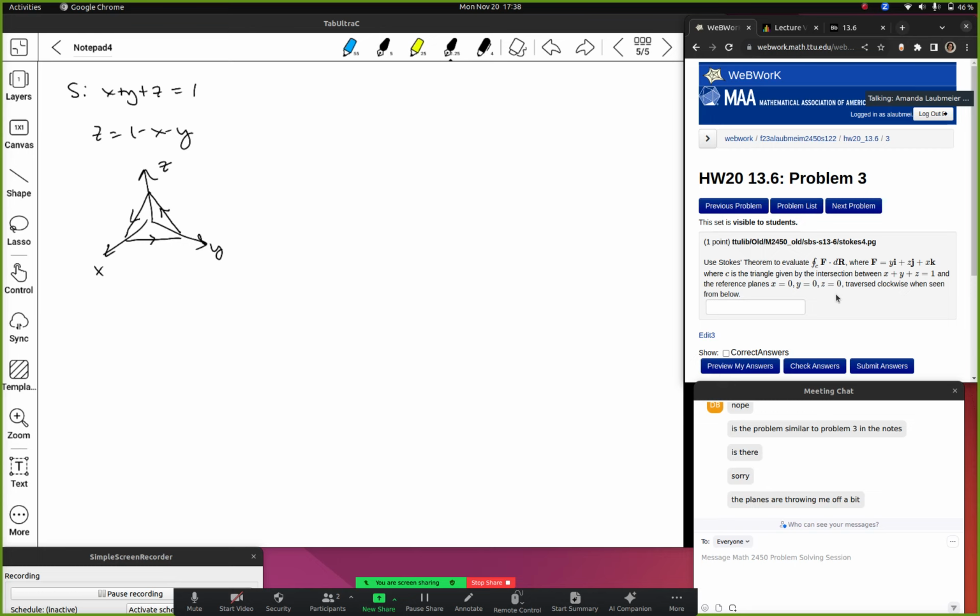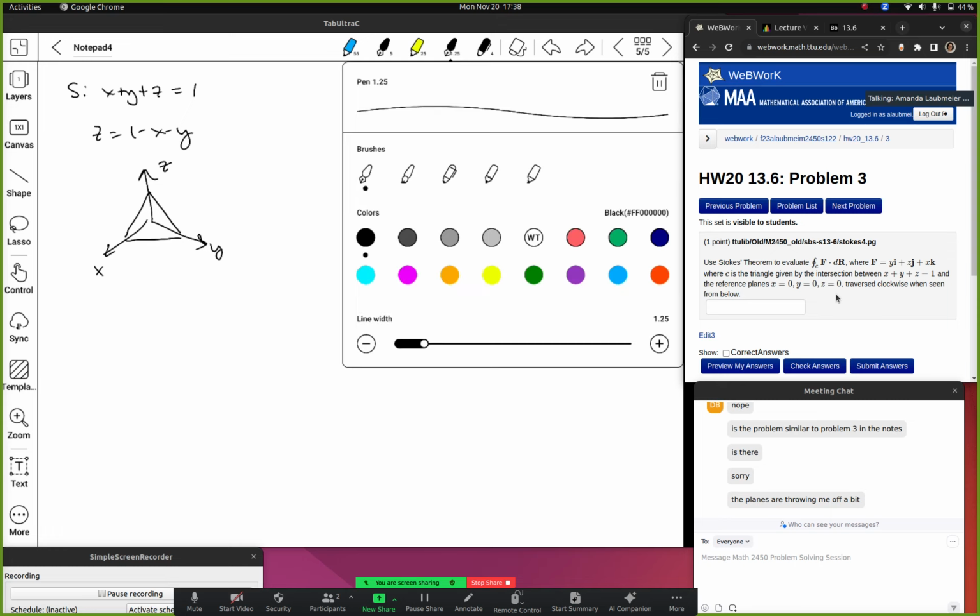But I may have drawn those arrows in the wrong direction because I haven't paid attention to the orientation yet. Oh, that's going to be too hard to erase. I'm going to do the back button. So I'm not totally sure the direction it goes yet, but I do know that I'm trying to integrate over this thing.